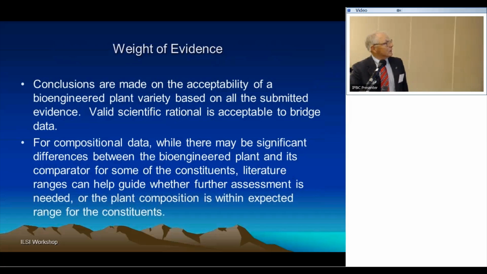Weight of evidence: conclusions are made, and Lynn talked about weight of evidence. Conclusions are made on the acceptability of a bioengineered plant variety based on all the submitted evidence. A valid scientific rationale is acceptable to bridge data. For the compositional data, while there may be significant differences between the bioengineered plant and its comparator for some of the constituents, literature ranges can help guide whether further assessment is needed, or whether the plant composition is within the expected range for the constituents.